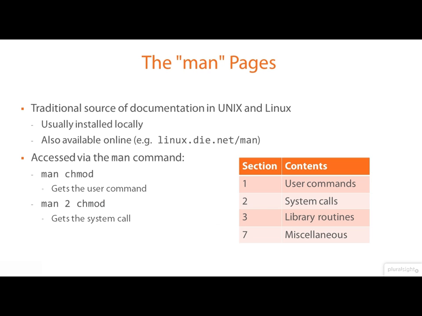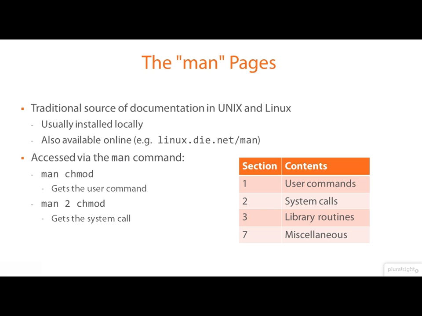Now, the man pages, short for manual pages, are the traditional way to document the command line tools, the system calls, the library routines, and so on. They're usually installed locally, but there are websites that keep them as well. You might find the web-based versions more accessible because they're hyperlinked and easier to search. The local copies are accessed via the man command.